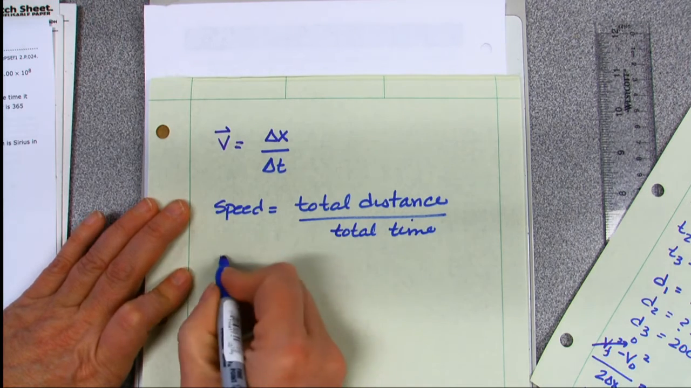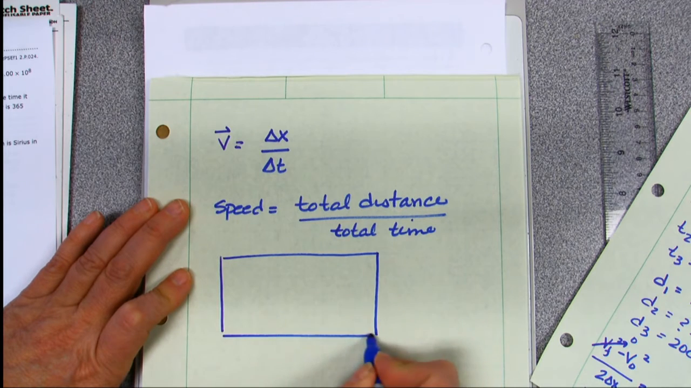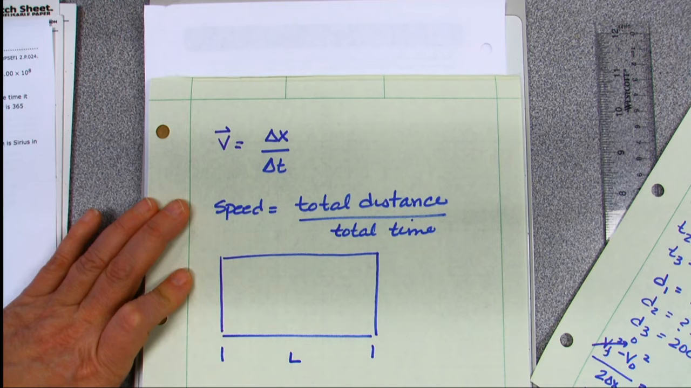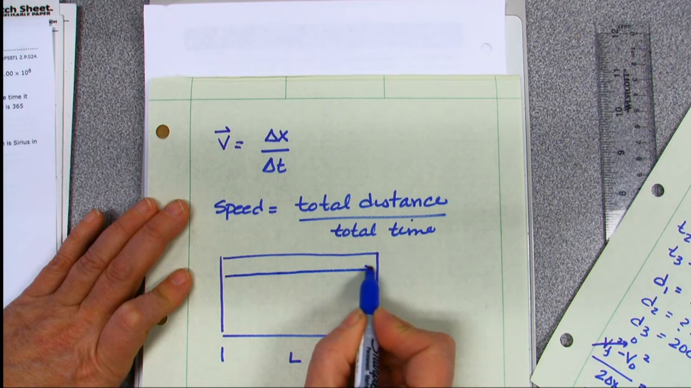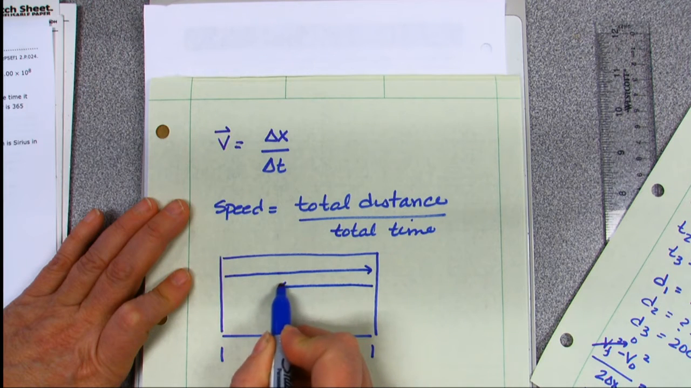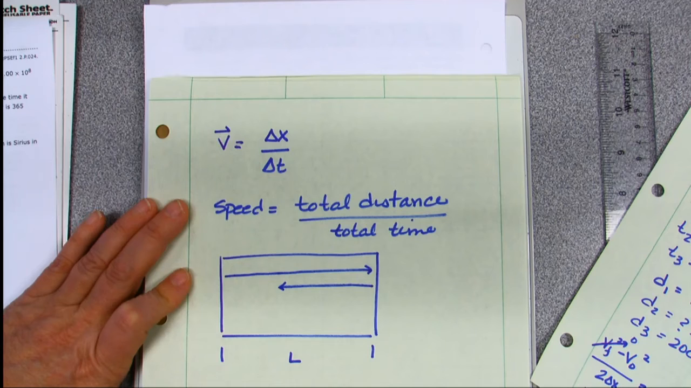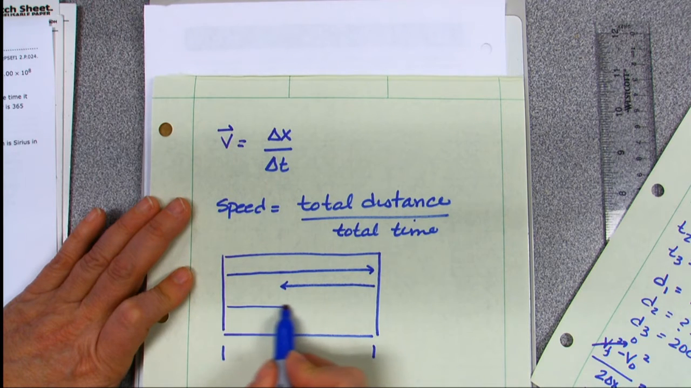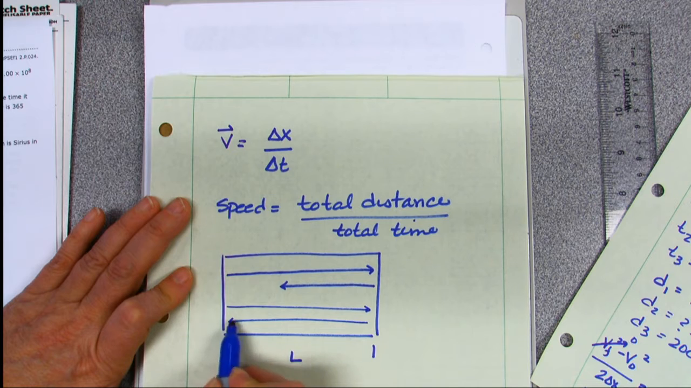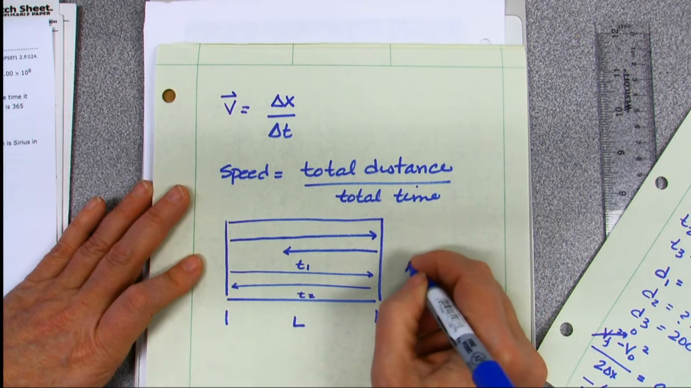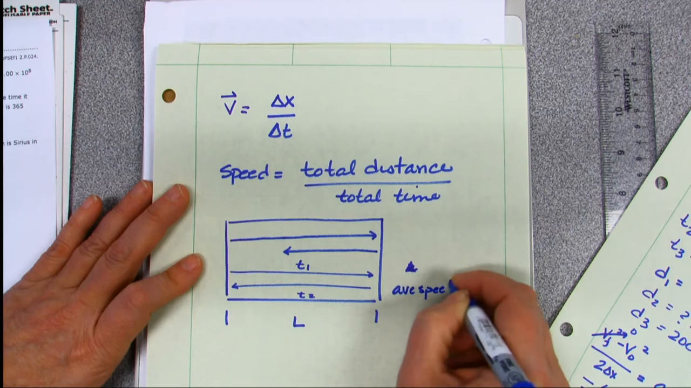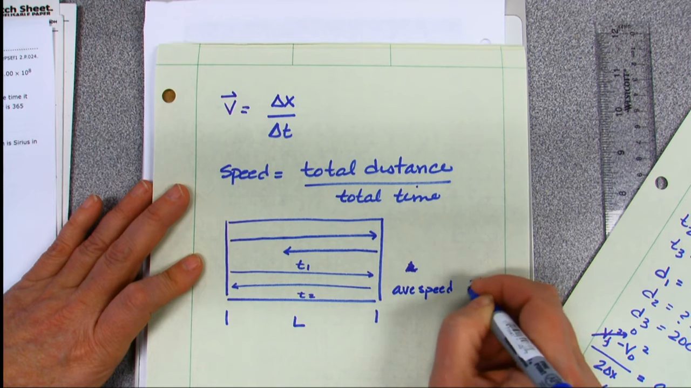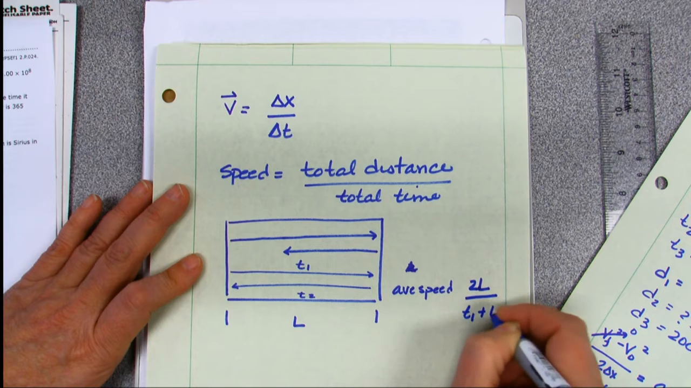So you guys have a problem that's got Michael Phelps going through the pool here. Here's the length of the pool. Part of the problem is he's going to go the length of the pool, and then he's going to come back partial way, and then he's going to go the length of the pool, and he's going to come all the way back. This is T1, and this is T2. Average speed is going to be 2 times the length of the pool over T1 plus T2.